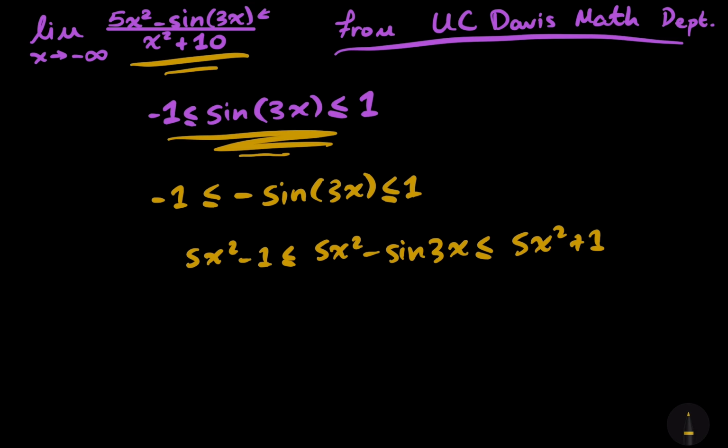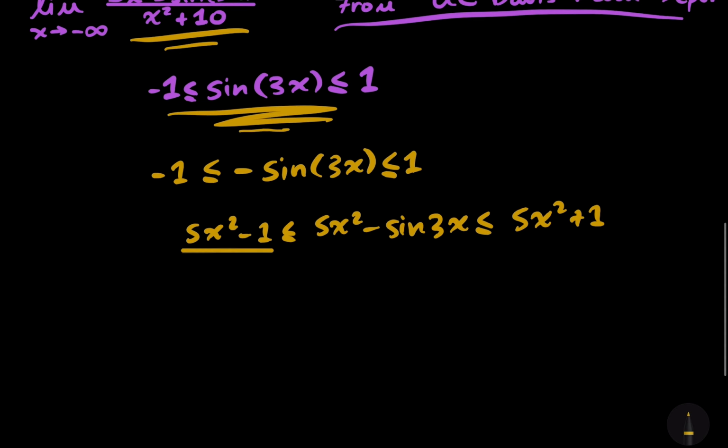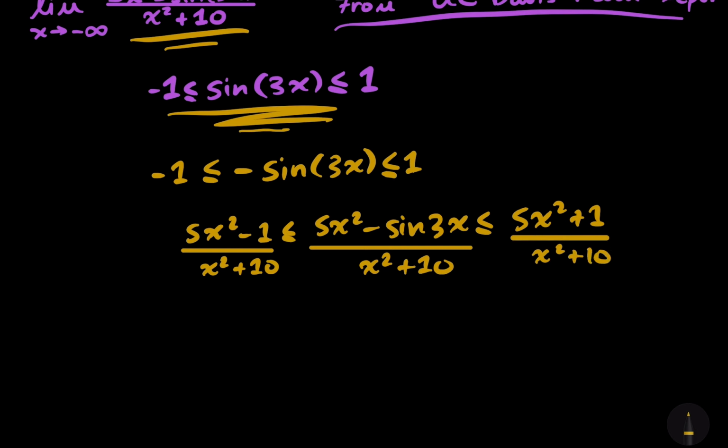And then finally, we can divide everything by x squared plus 10. So I'm just going to go ahead and do that. So we'll get x squared plus 10 in the denominator for all of these terms. Okay, so it seems that we have two functions over here that our initial crazy rational expression is bounded by.